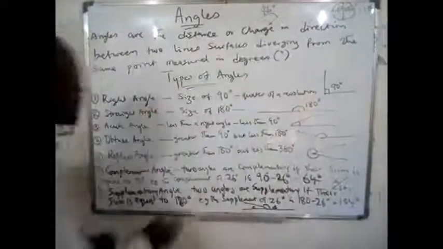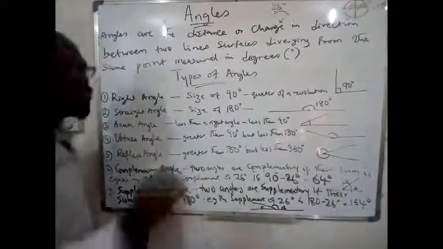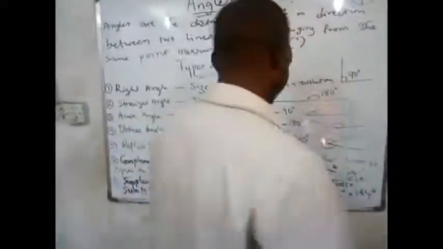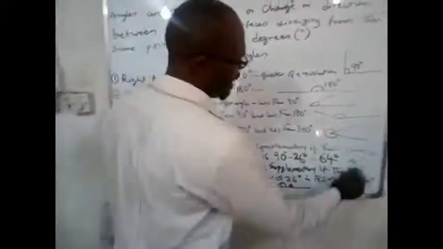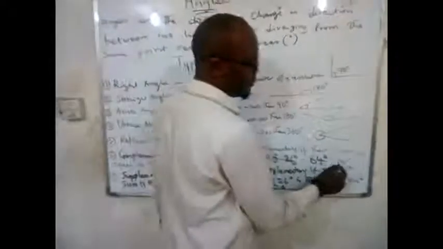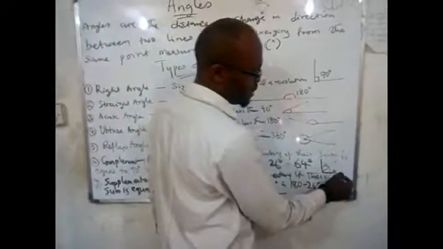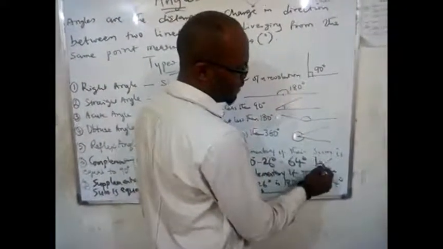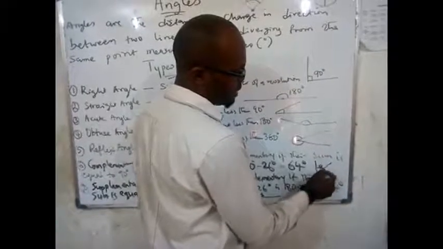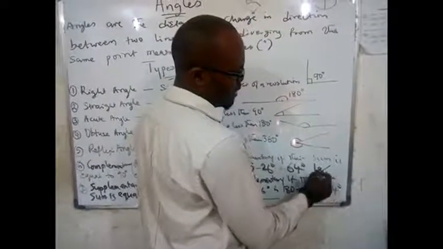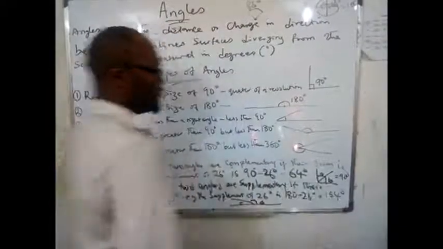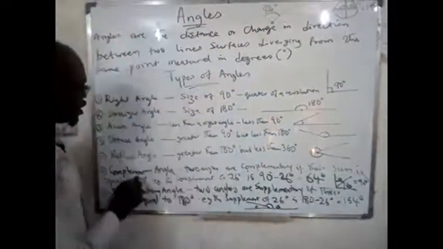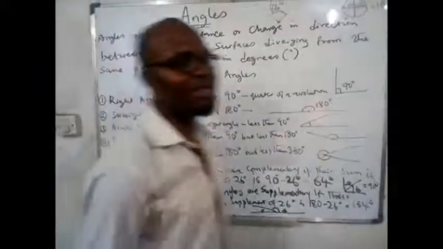Now we'll talk about complementary angles. Two angles are said to be complementary if the sum of those two angles is 90. Can you see these two angles? This is 90 degrees, right angle, isn't it? Then you have an angle here, A, plus another angle here, B. When you add these two, what will you get? 90. So we'll say that both of them are complementary.